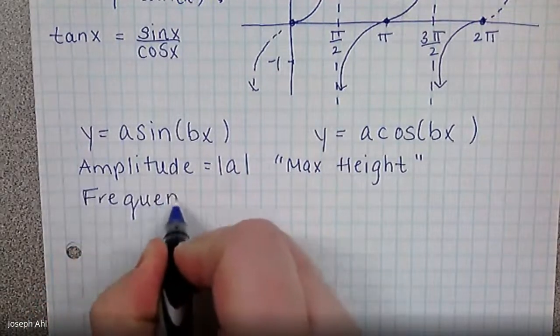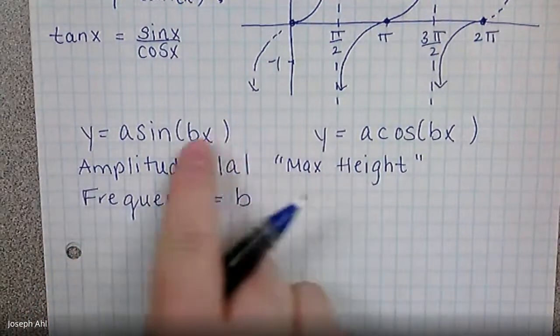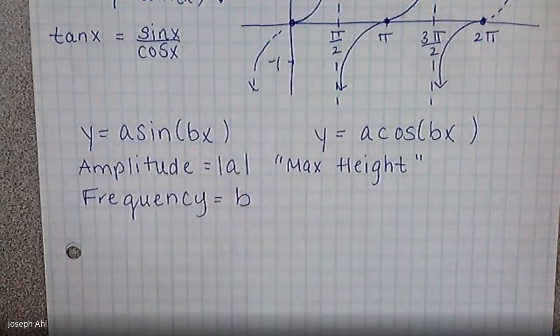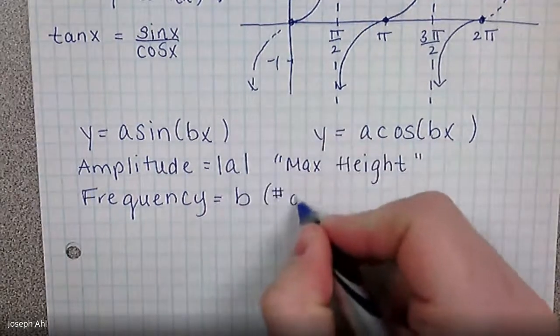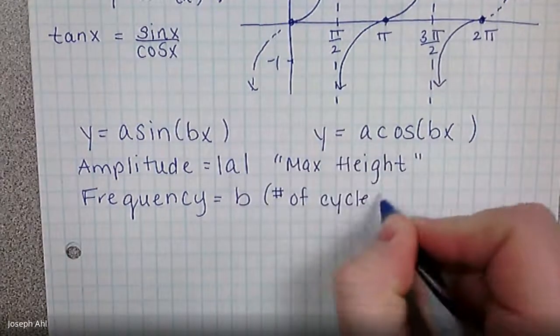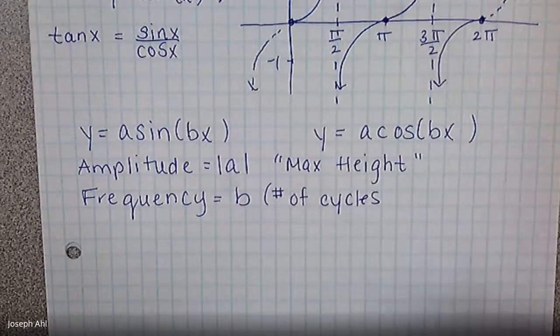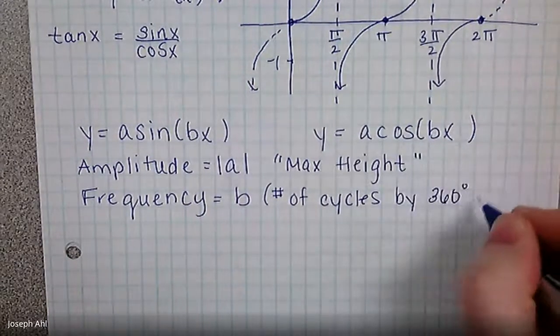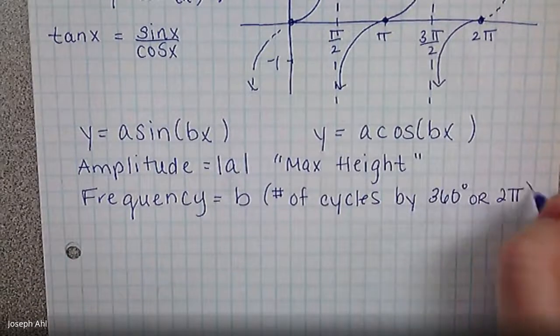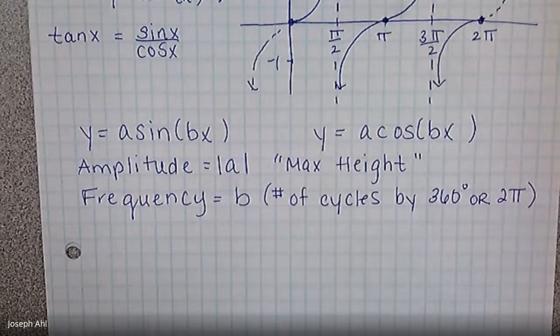All right, next we have something called the frequency. And the frequency is whatever the value of b is. How frequent is x occurring? And what you now know about the frequency based on the graphing calculator lab is that this is the number of cycles of the sine graph or cosine graph by the time you get to 360 degrees, which we'll probably just write as 2 pi. Right, 360 and 2 pi are the same thing. Typically, I label my axes in radians there.